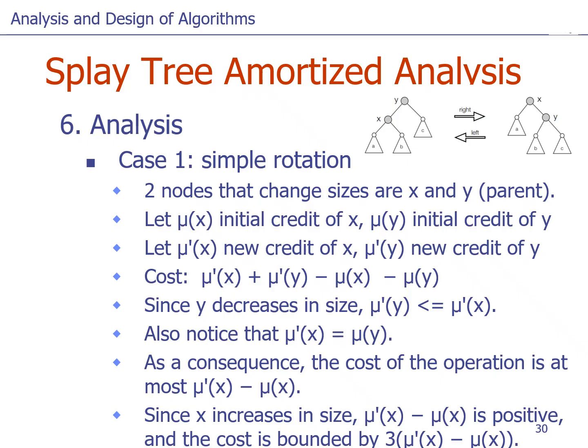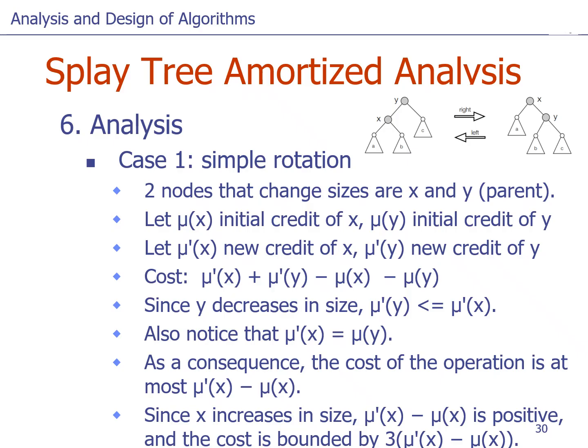Similarly, we could argue that now since x is the root, it has to be bigger than or equal to mu dash y. Okay? So mu dash y is generally either less than or equal to, in the best case, mu dash x. And mu dash x has to be greater than, or in the worst case, equal to mu dash y. Okay? Now, since x and y have exchanged positions, mu dash x, the new bank credit of x, has to be the same as the old bank credit of y. So mu dash x is equal to mu y.